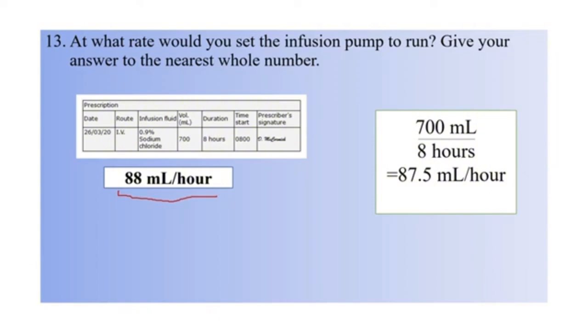So we have a 700 ml bag of 0.9% sodium chloride, and we have to give it in 8 hours. To calculate that, you have to divide 700 by 8 hours, and we'll get the answer 87.5 ml per hour. As it is 0.5, you can write 88 ml per hour. So the answer is 88 ml per hour.